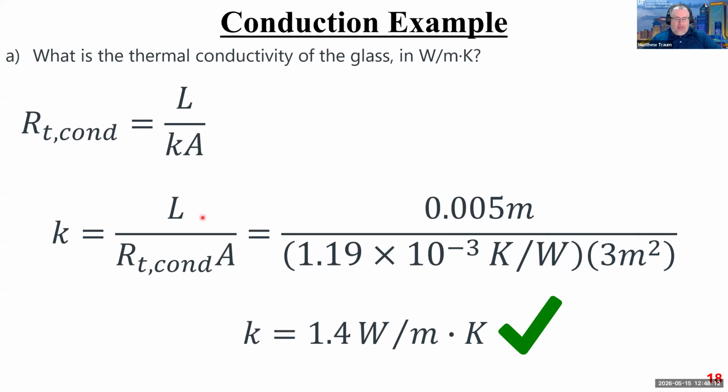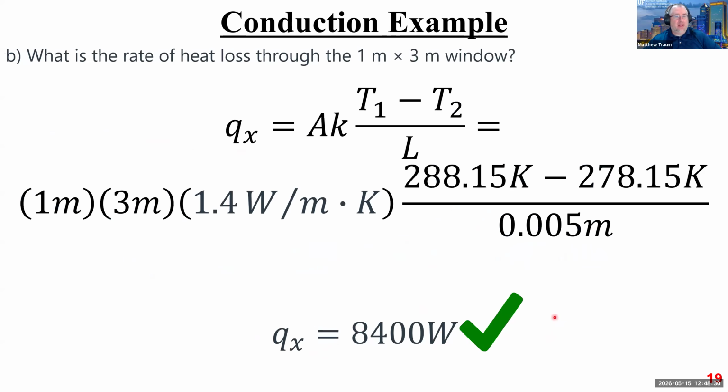Okay, so we know all these things. We know the thickness, we know the thermal resistance that was given, and we know the cross-sectional area of this glass pane is 3 meters squared, so we can plug those values in, and I got 1.4 watts per meter Kelvin as my answer. Green check. Hopefully you did too.